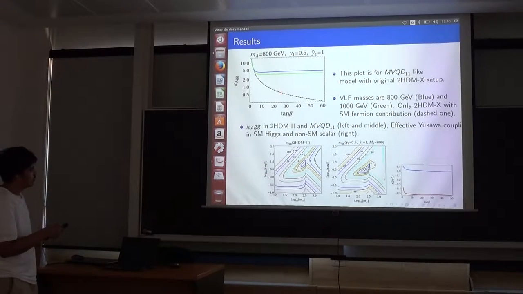For 2HDM X, this is the result, and with vector-like fermions that result doesn't change, directly for all parameter space. We also quantify that 2HDM type 2 gives this result, and 2HDM type 2 plus the vector-like fermion, with both coupled to phi 1, is this one. And then the effective Yukawa coupling of the standard model Higgs and non-standard scalar is presented here. So I start with that.